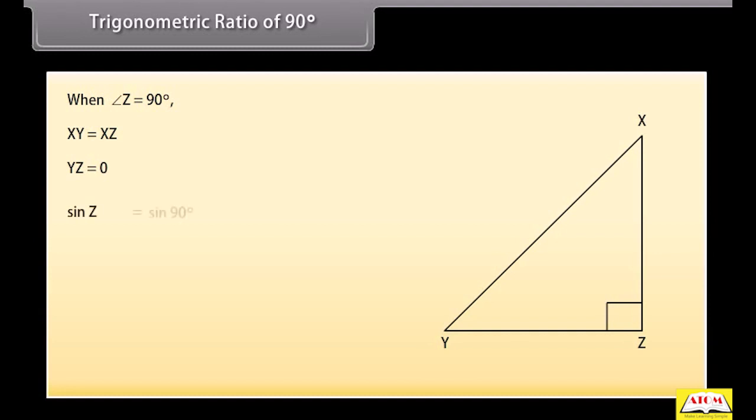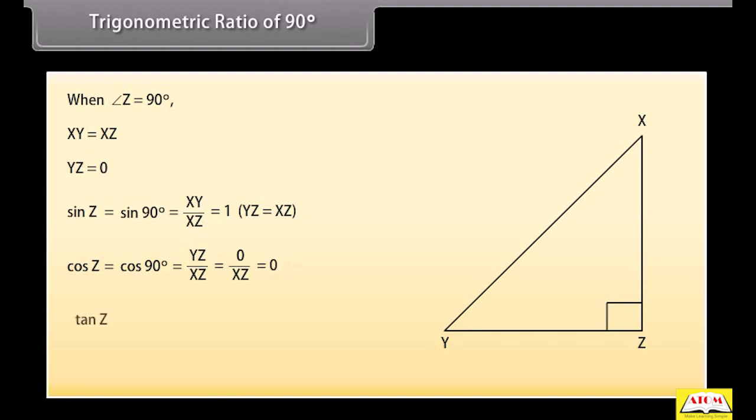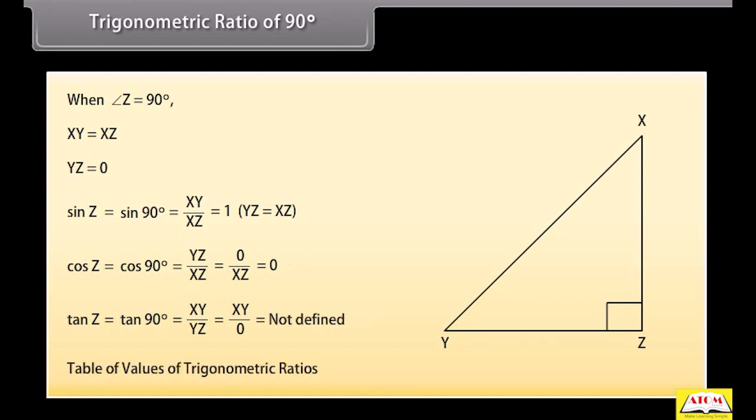Sin Z is equal to sin 90 degree, which equals XY upon XZ, which equals 1, as YZ is equal to XZ. Cos Z is equal to cos 90 degree, which equals YZ upon XZ, is equal to 0 upon XZ, which equals 0. Tan Z is equal to tan 90 degree, which is equal to XY upon YZ equals XY upon 0. Therefore, tan 90 degree is undefined.